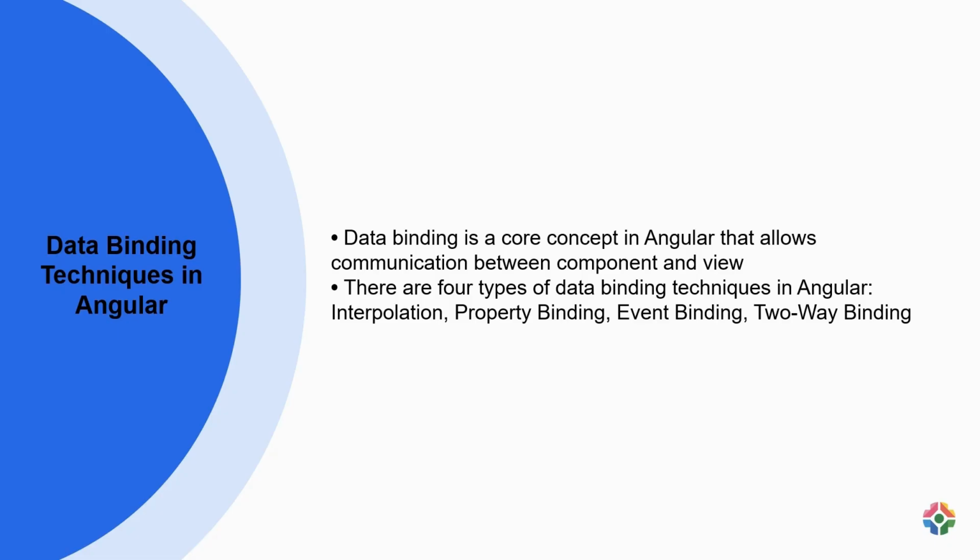Two-way binding amalgamates property binding and event binding, enabling bidirectional data flow between the component and the view, where changes in one reflect in the other synchronously. For instance, in a form input field where a user enters data, two-way binding ensures immediate updates of the input value in both the input field and the bound variable in the component class, maintaining synchronization. This streamlined approach enhances user experience and simplifies data management in Angular applications.